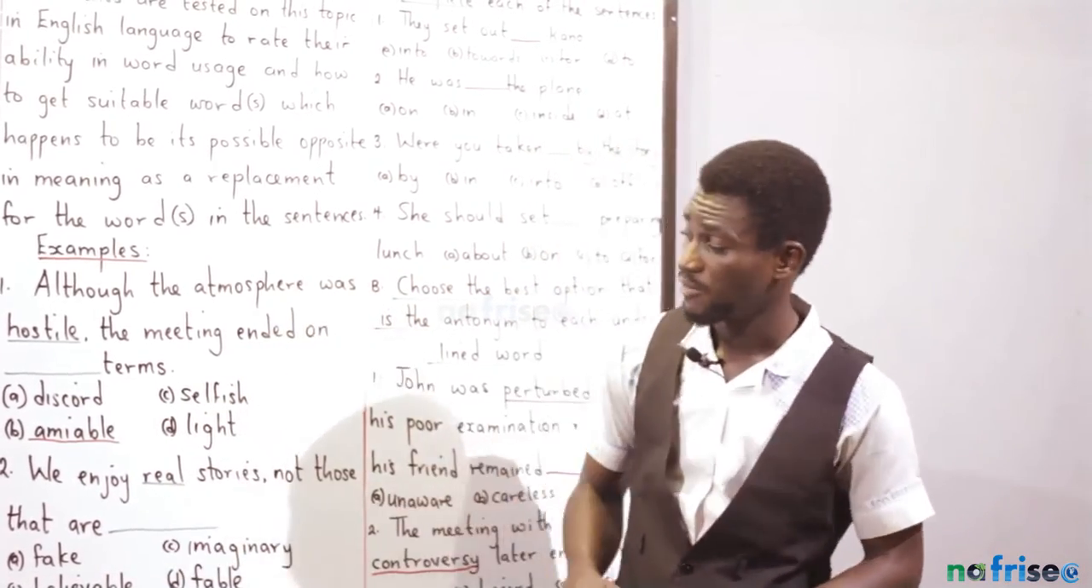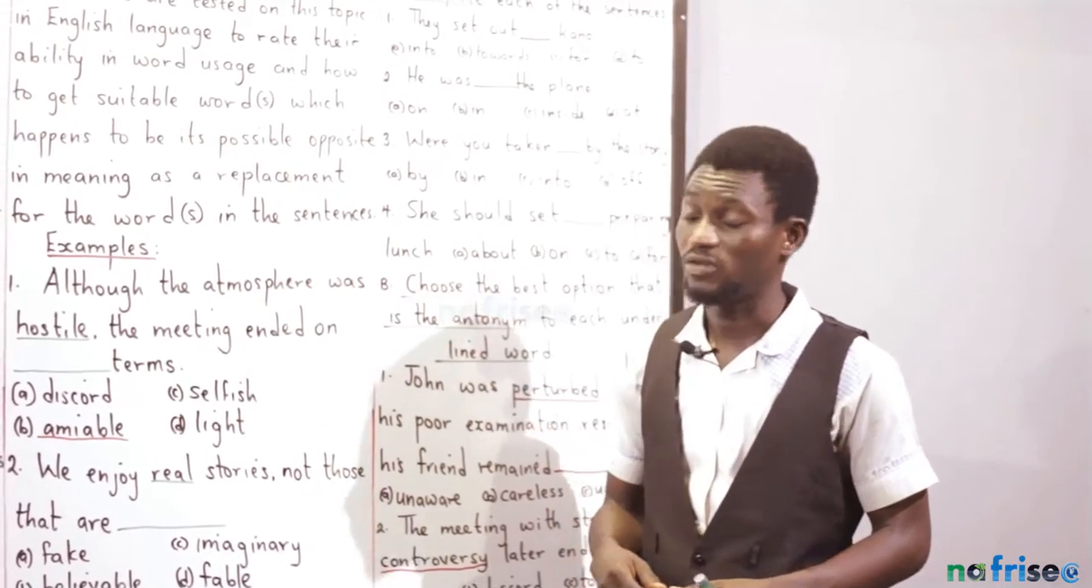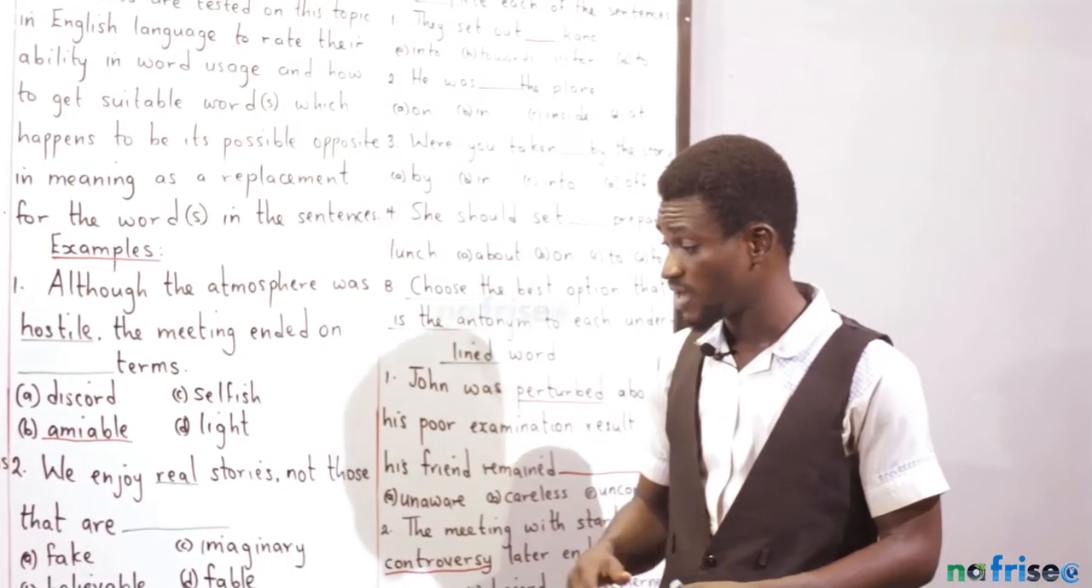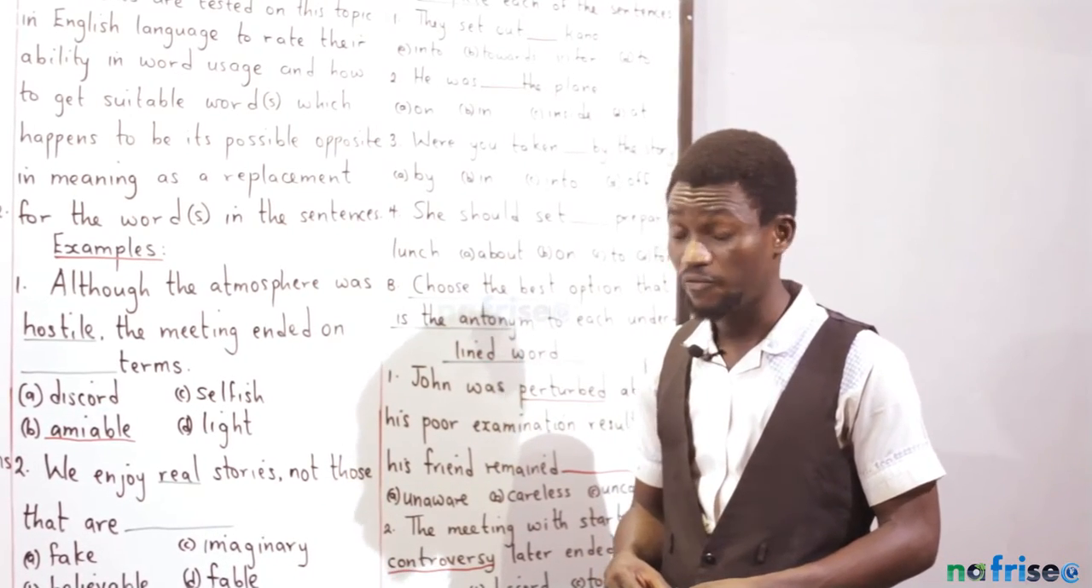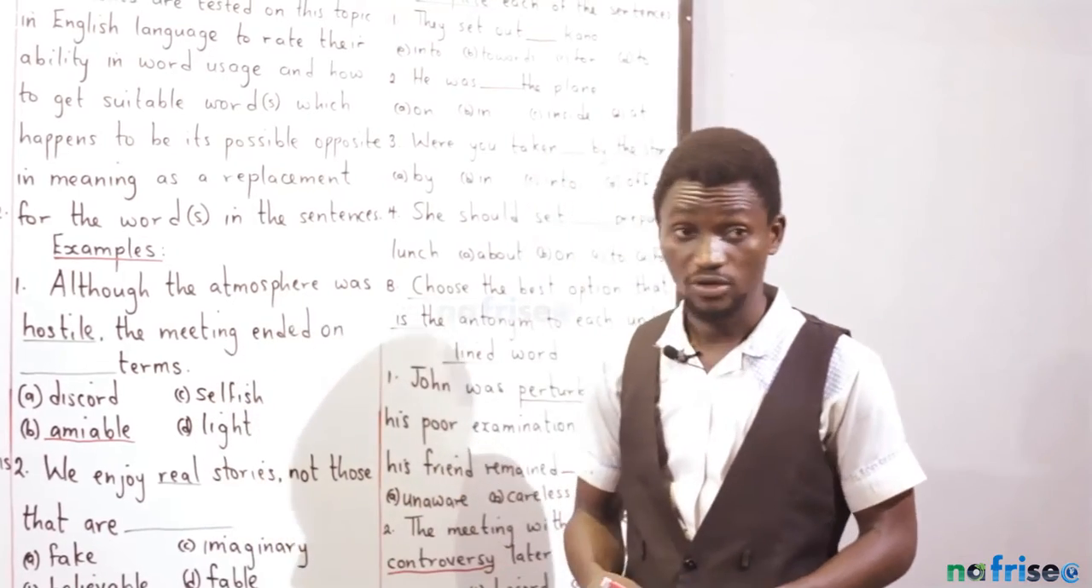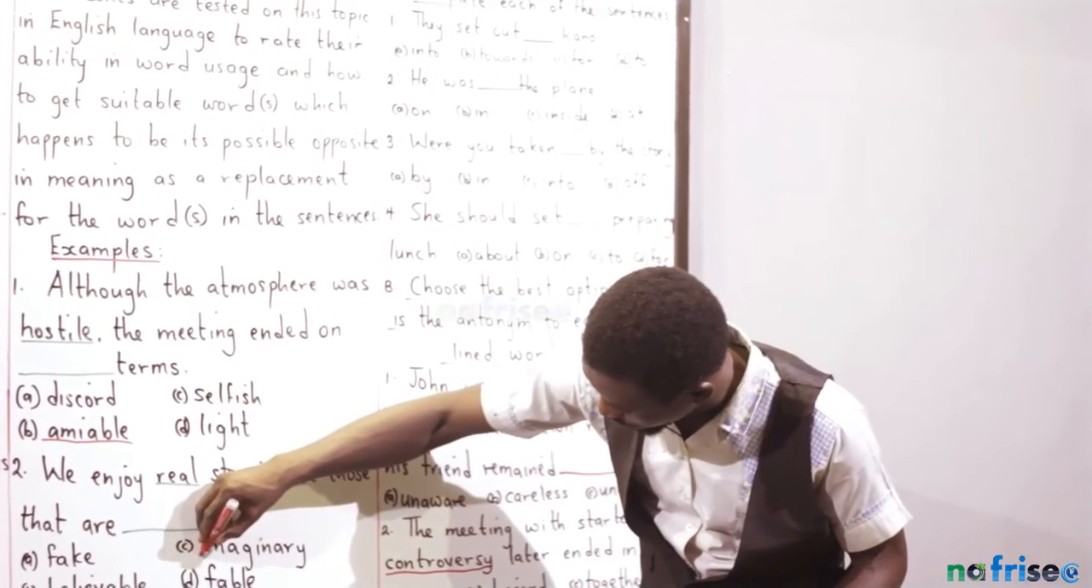Now look at this second example. We enjoy real stories, not those that are dash. Not those that are dash. So we've got fake, we've got believable, we've got imaginary, we've got fable. Now obviously anybody would want to choose fake, but no, this is stories. It is what? Imaginary.